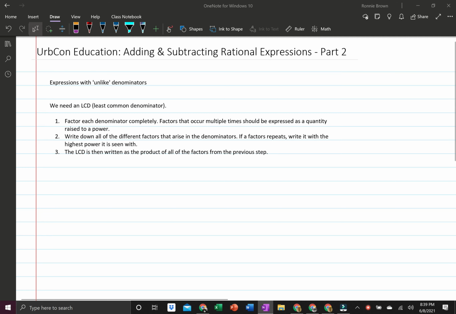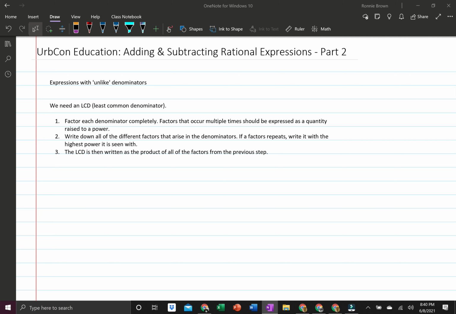The LCD is the least common denominator. So we'll find that first. To do so, we're going to factor each denominator completely. You must completely factor all of your denominators. Any factors that occur multiple times should be expressed as a quantity raised to a power. So we can write down all the different factors that come up in the denominators, and if the factors repeat, we write it with the highest power that it's seen with. The LCD is then written as the product of all of the factors from that previous step. So let's show what all of that means.